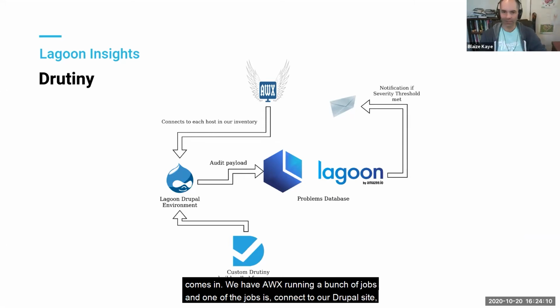So that's where the AWX comes in. We have AWX running a bunch of jobs, and one of the jobs is to connect to our Drupal sites and download a custom version of Drutiny that we have built. The reason we have a custom build of Drutiny is twofold. One, we just package everything up together. And two, there was an issue in Drutiny that we found and fixed, so we developed a whole bunch of systems before the patch got accepted.